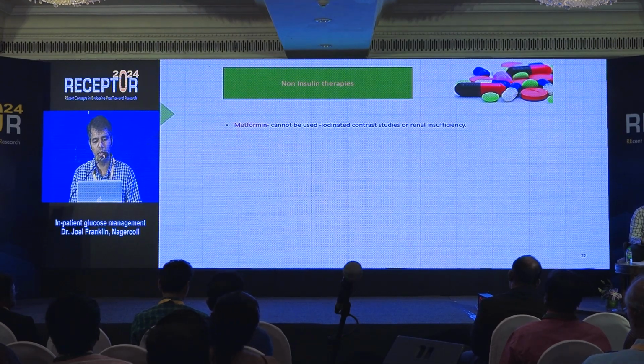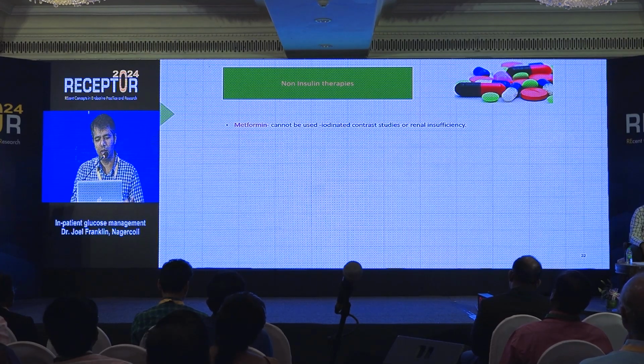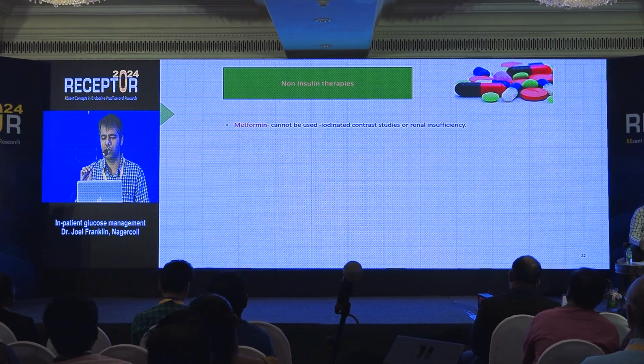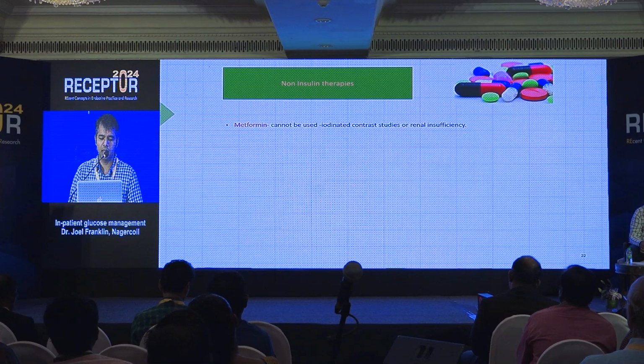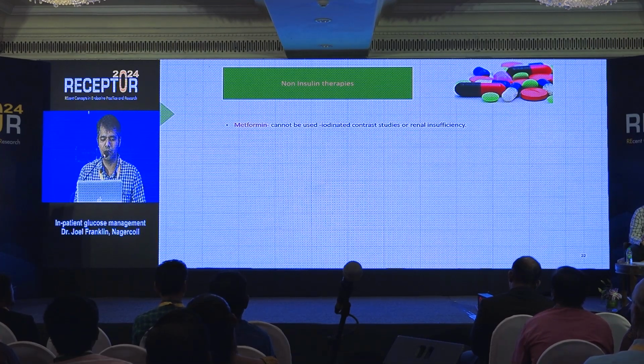The first is metformin. It's not that it cannot be used. It can be used if there's only mild hyperglycemia or to bring down the insulin resistance. It is better to avoid in case of renal insufficiency or when iodinated contrast studies are planned. Although the recent ACR, American College of Radiology, guidelines say that you can continue metformin even when iodinated contrast studies are being planned, it's better to avoid it for safety purposes.